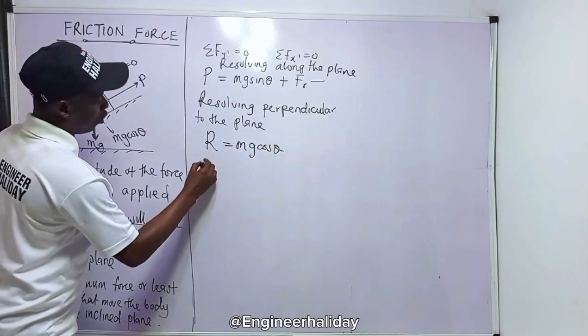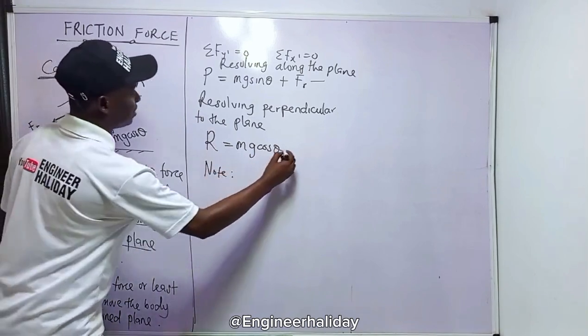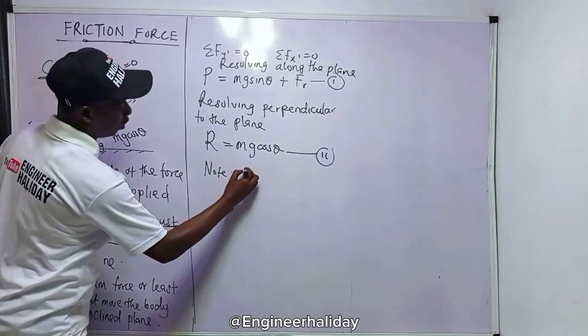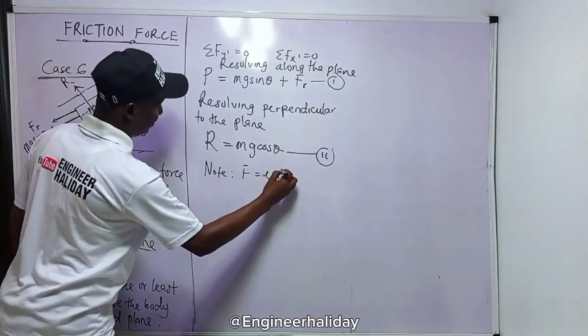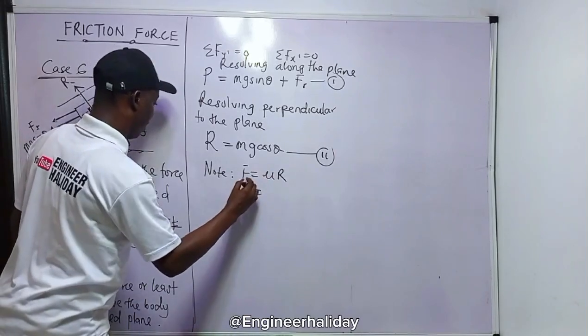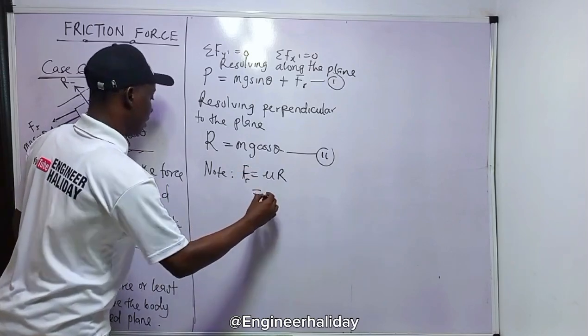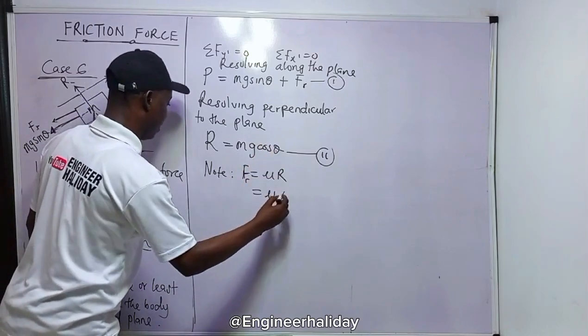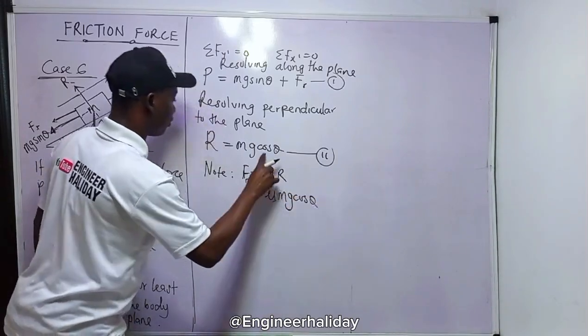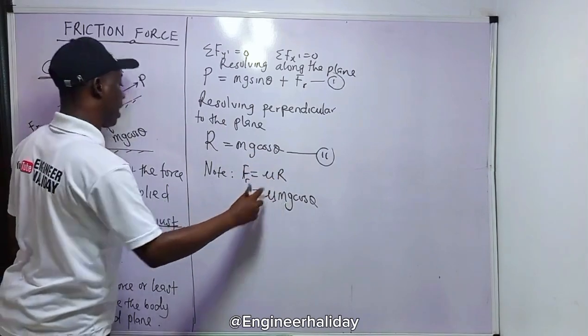So what do we now have? We recall or note that this is question 2, that's question 1. Note that F equals mu R. Therefore, the frictional force now will be mu, put this one there to substitute for R. We have mu mg cos theta. We substitute R with mg cos theta.